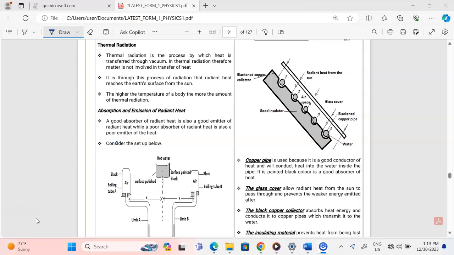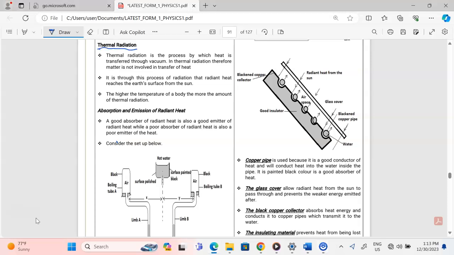We're going to discuss thermal radiation, which is a mode of heat transfer. Remember, there are three modes of heat transfer. We have thermal conduction, convection, and now thermal radiation. So let us discuss thermal radiation.